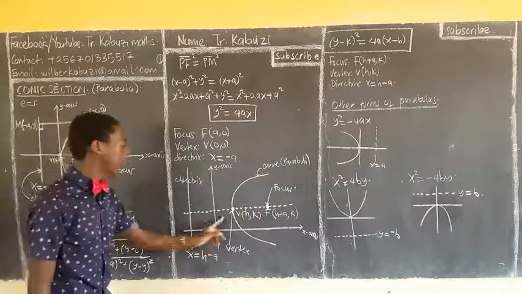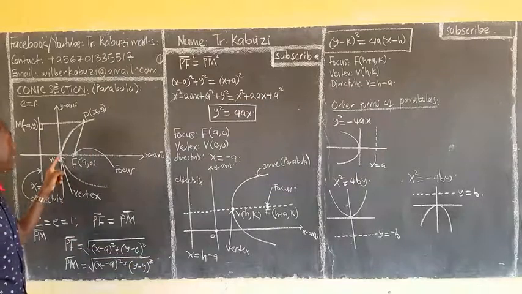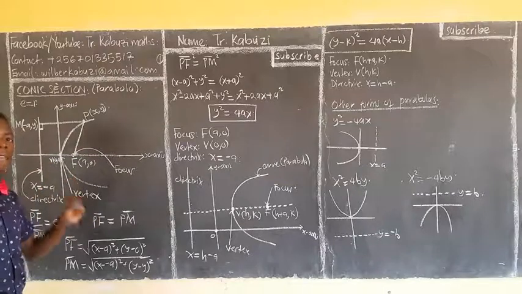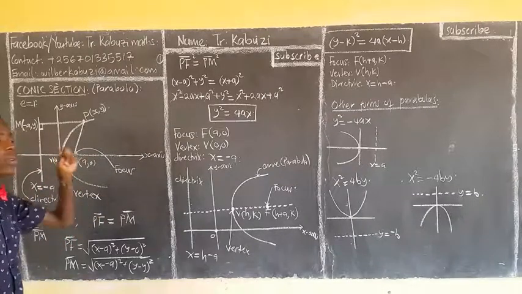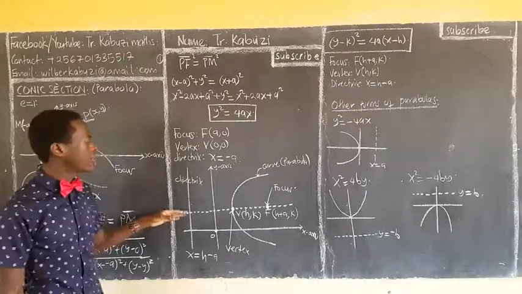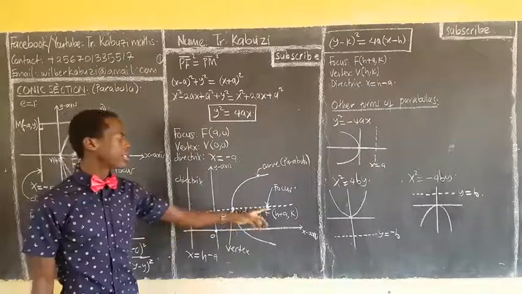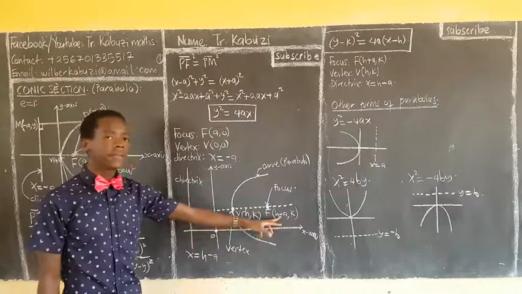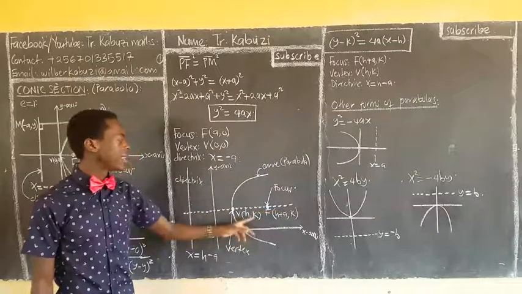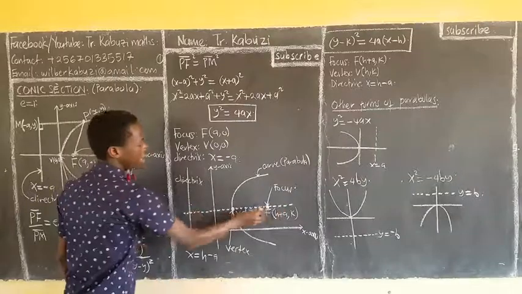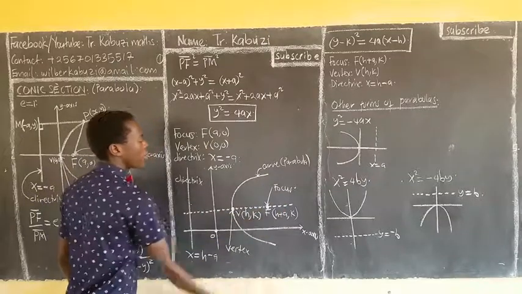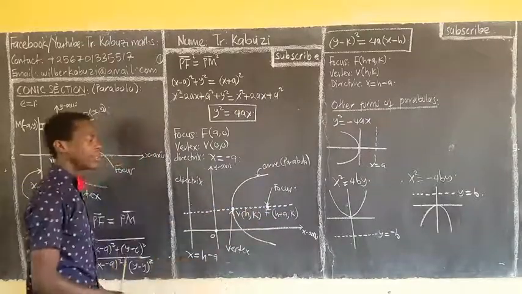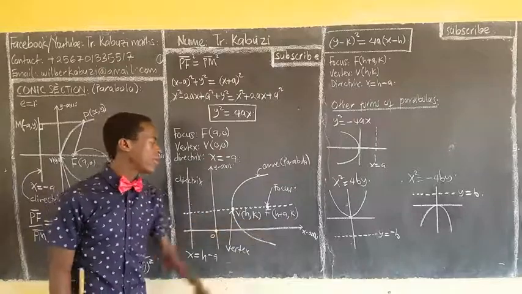Now if I shift the vertex h units in x, it means that even the focus is going to be shifted h units. So always the vertex and the focus lie on the same horizontal line. So when I shift the vertex, even this focus is going to be shifted h units in x. So if the vertex is at k, even the focus is going to be at k, because the focus and the vertex always lie on the same horizontal line.